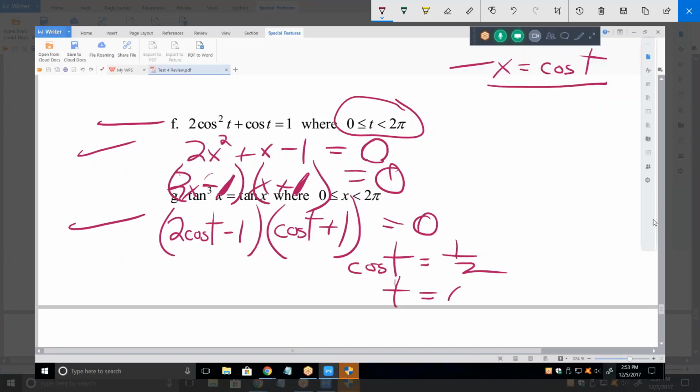60. That's one of them. There's always two in the unit circle. Where else is cosine positive? Fourth quadrant. What angle in the fourth quadrant is the same as 60? 300 degrees. Okay, that takes care of that one. Now let's do this one. Cosine of t plus 1 equals 0. Solve that for t.